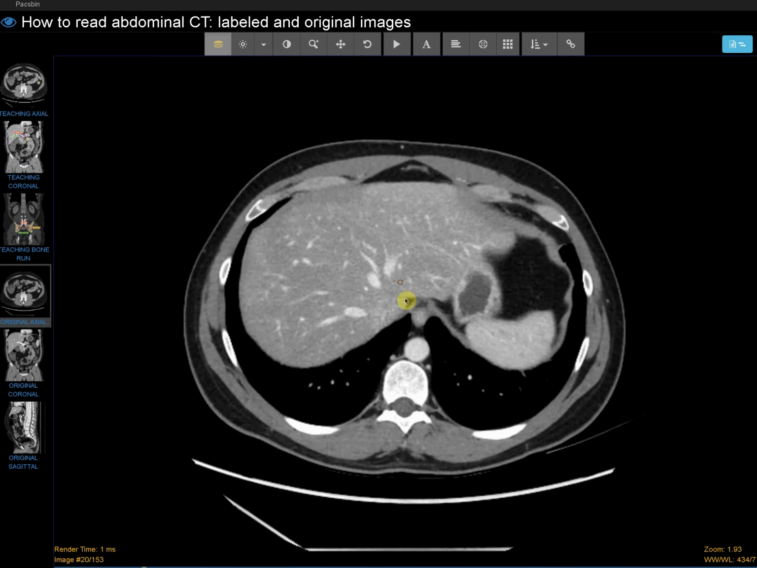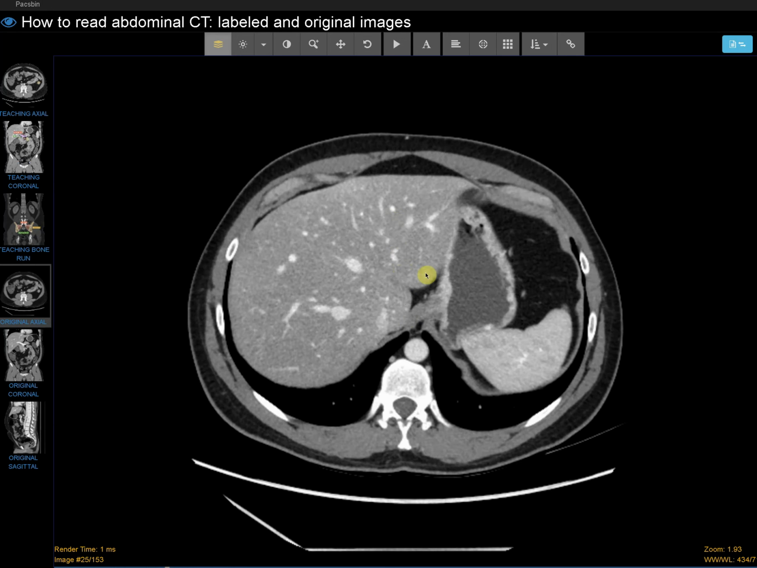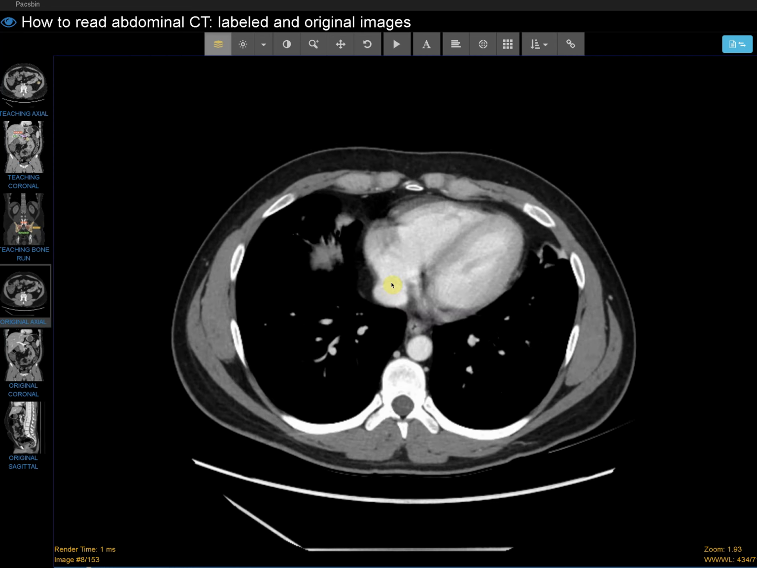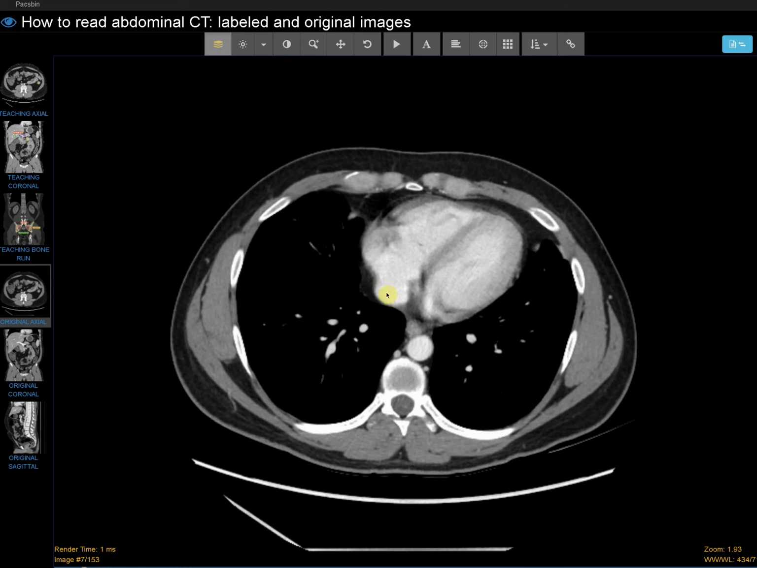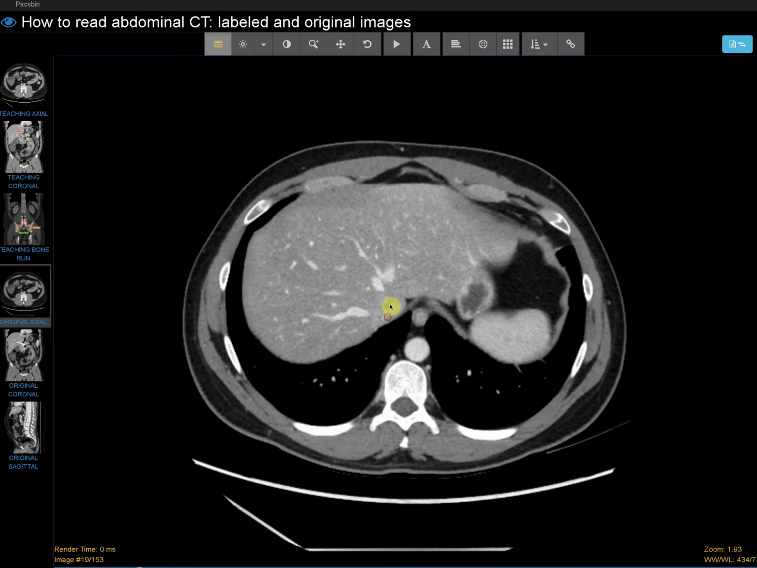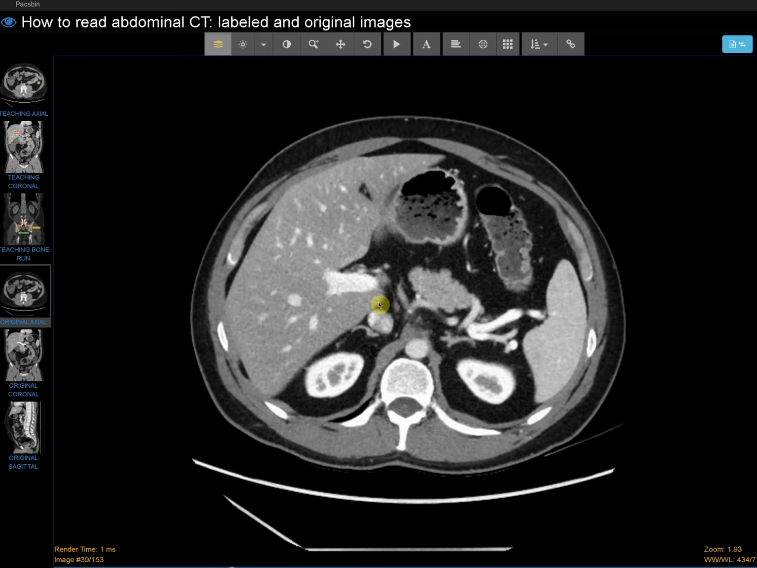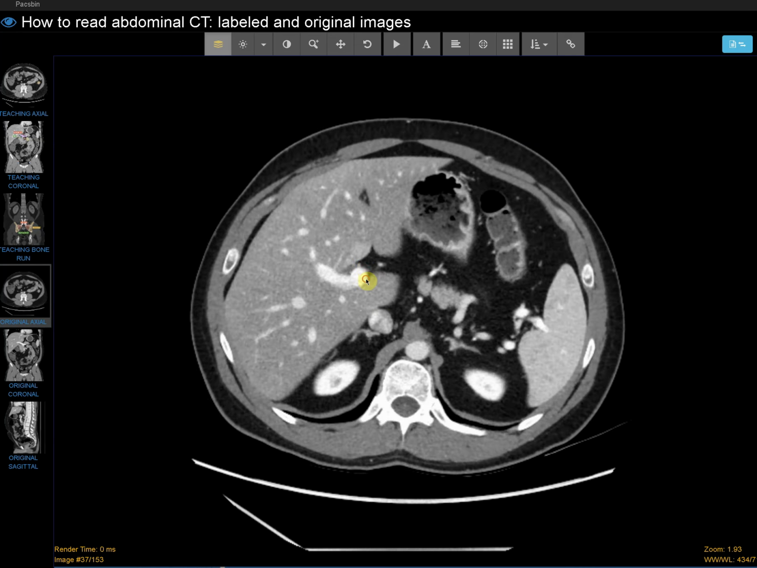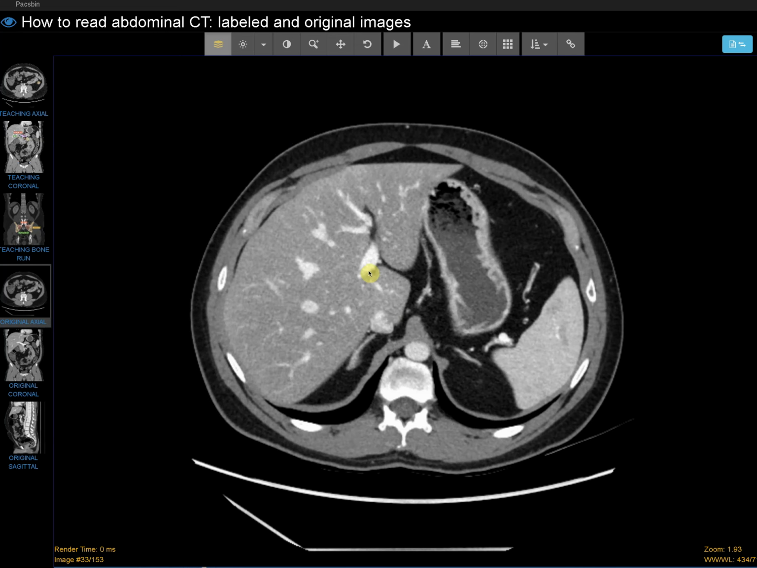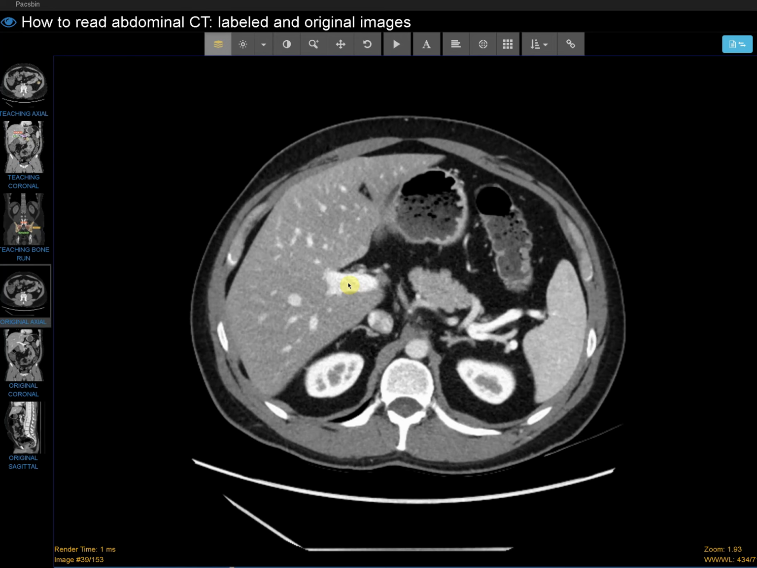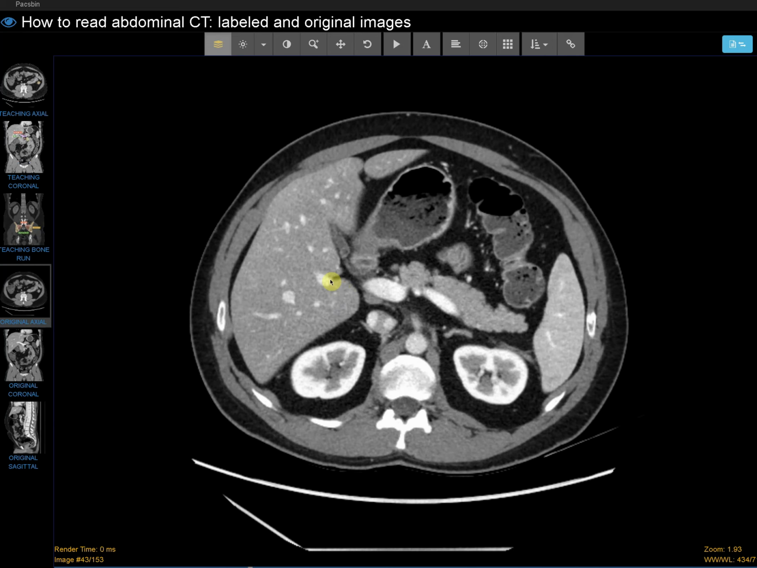Usually I start with the liver, and I usually go up and down in different parts of the liver. There's our IVC coming off the right atrium. There's three branches of the IVC: the right hepatic vein, the middle hepatic vein, and the left hepatic vein. If we go down more, we find our portal vein. The portal vein branches out into the left portal vein and the right portal vein. The right portal vein branches out into anterior and posterior branches.